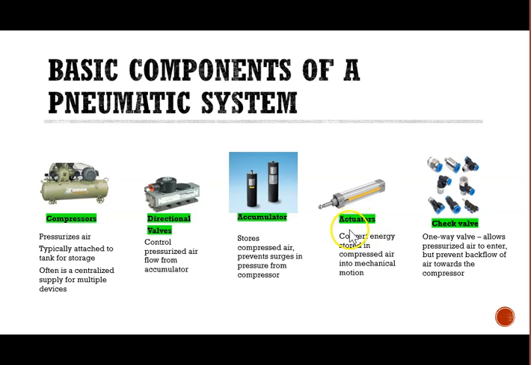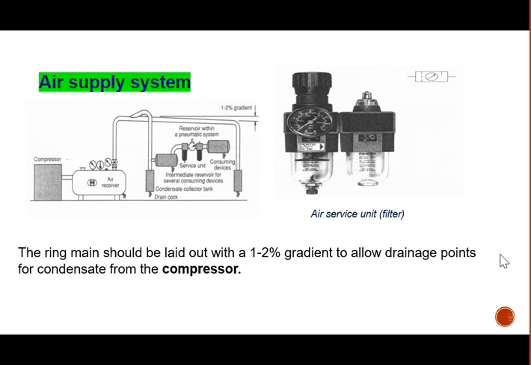Actuator functions as converting the energy stored in the compressor into mechanical motion. So you can design and have a combination of actuators to do the activity in the factory. And then the check valve is used in the system as a one-way valve to allow pressurized air to enter but to prevent backflow. Okay, so these are the basic components.